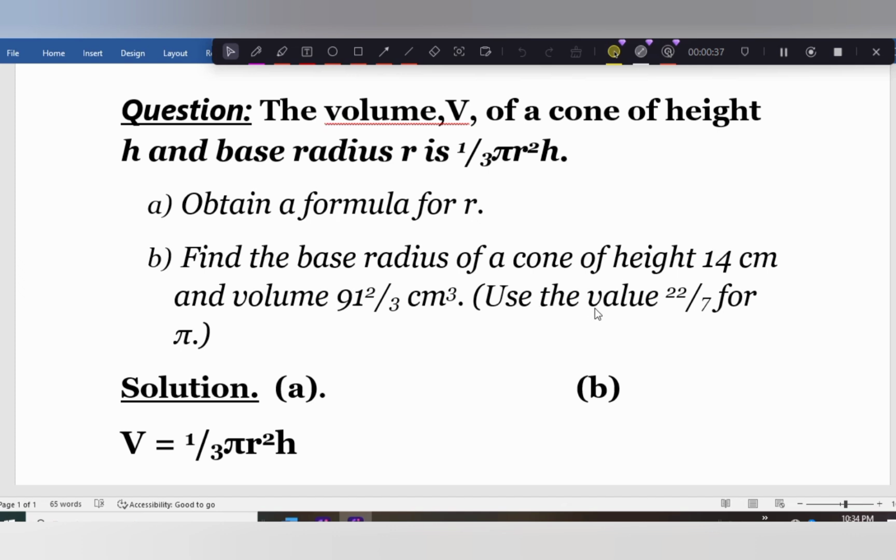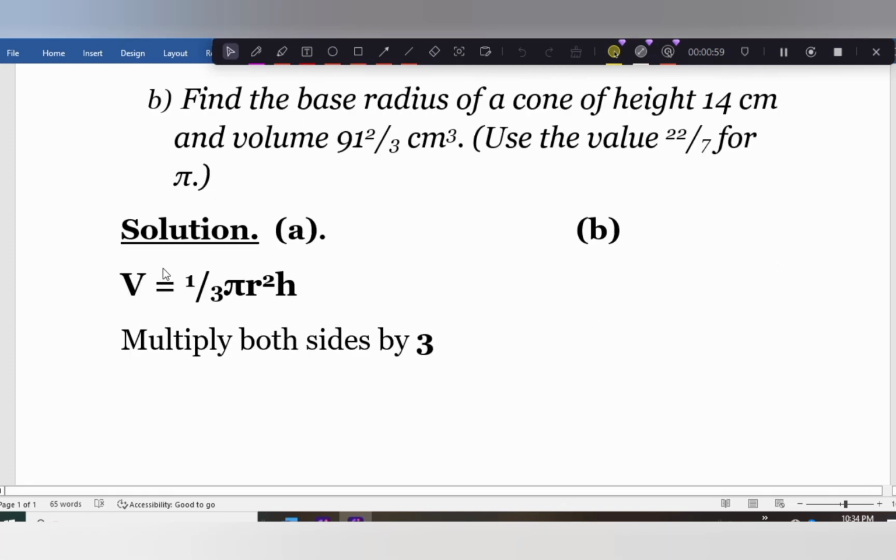Use the value 22/7 for pi. Now let us start to attempt the question. The first question is to obtain a formula for r. That is, make r the subject of the formula before you can then attempt the B part question. So let's go.